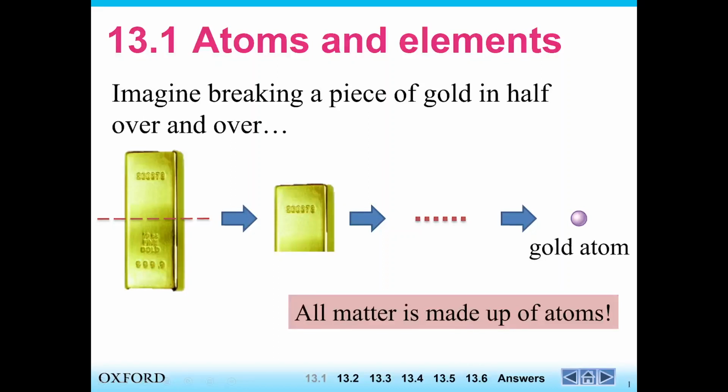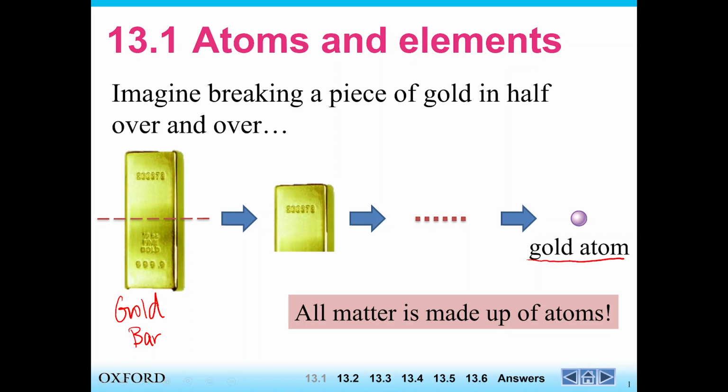In this video, we're going to start off with talking about chapter 13.1, Atoms and Elements. So first off, imagine you're breaking a piece of gold, and on the left of your screen here, you'll see that there is a gold bar. You're splitting it, cutting it in half over and over and over again, till at the very end, you'll find that there is a gold atom left behind.